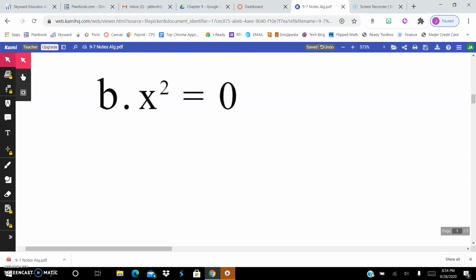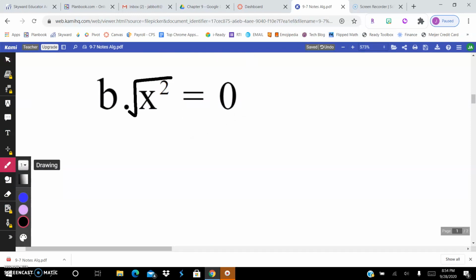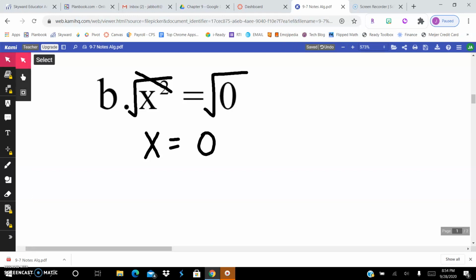Okay, x squared equals 0. Same thing, we're going to take the square root of both sides. The squared and the square root cancel, we have x, and the square root of 0 is 0. And there's no positive or negative involved with that, so there's just one solution to this one.